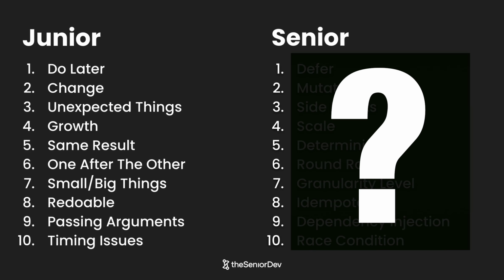So today we're going through 10 commonly used terms in software development and see how a junior and a senior developer would talk about the same thing. Pay attention because you might want to use these terms if you want to stand out in your next technical interview or technical discussion. A junior developer would say "do later," where a senior developer will use the word "defer."